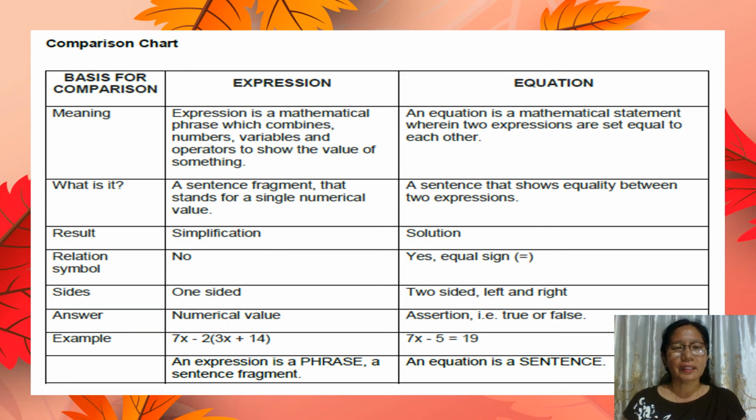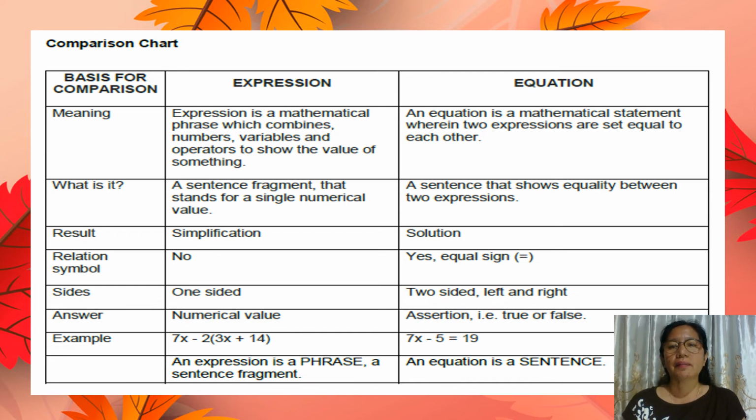This time, let us differentiate expression from an equation. So 7x minus 2, the quantity of 3x plus 14 is an example of an expression. It is a mathematical phrase which combines numbers, variables, and operations to show the value of something. It stands for a single numerical value. It has no equal sign. It is one-sided. While 7x minus 5 is equal to 19 is an example of an equation.